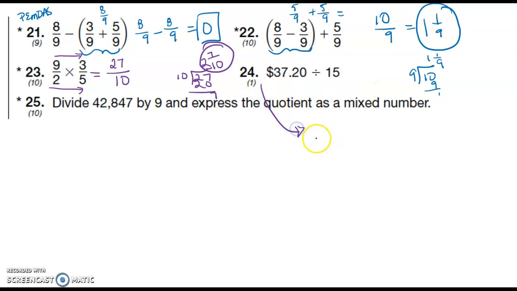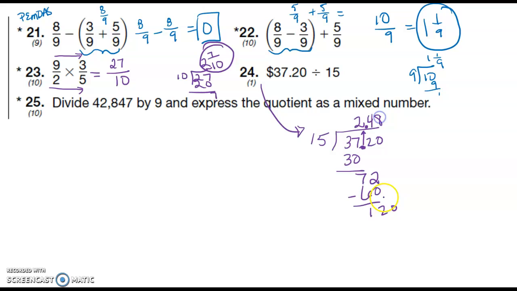24, I'm going to pull that down here. 15 divided into 37/20. Oh boy. Okay, so 15 goes into 30 twice. And I'm going to have to put this decimal right there. Okay, 37.2. Actually, I'm just going to divide it. Okay, so this is going to be 4, which is 60. I get 120, and then I get 8, which is 120, 0. So I get 2.48.